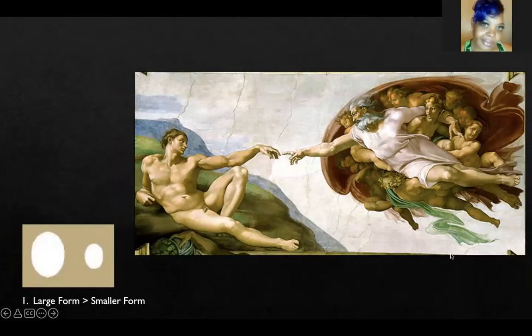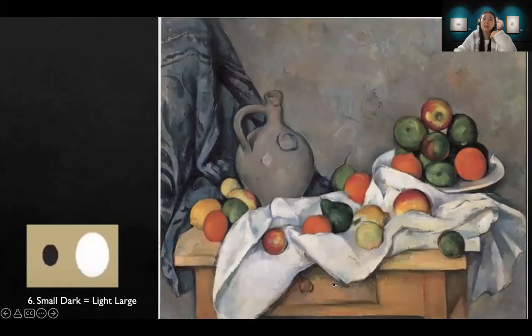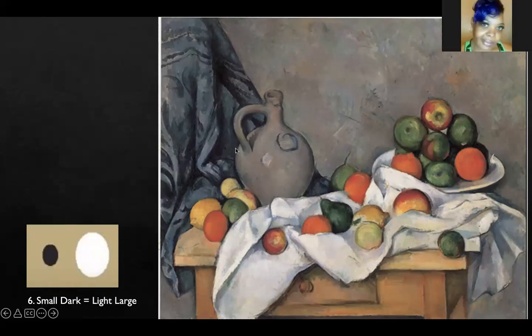And this is Michelangelo's fresco painting. He is also using asymmetrical balance, the first type, where a larger form can be heavier than a smaller form. And most still life paintings or drawings also use asymmetrical balance. In this still life drawing, Cezanne uses the sixth asymmetrical balance type, a small dark form and a large light one.